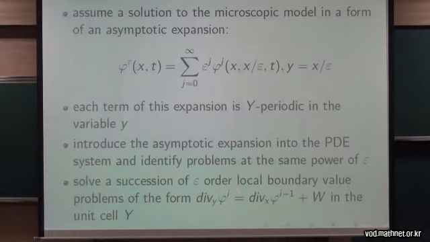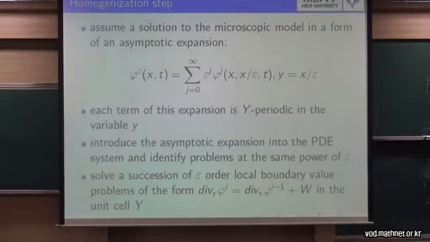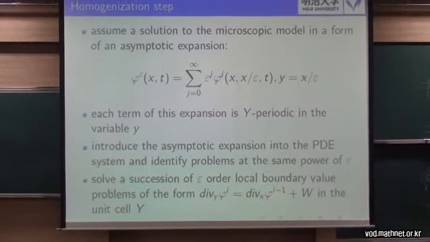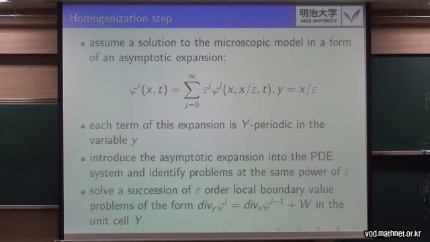which look exactly of this form, where here the divergence in x of phi_{i-1} is just acting as a source term, because all the problems at this stage are posed on the y cell, which basically depends on the variable y, where x is just a kind of parameter.